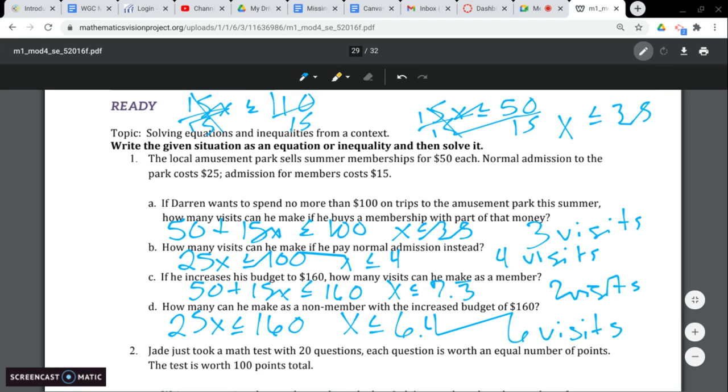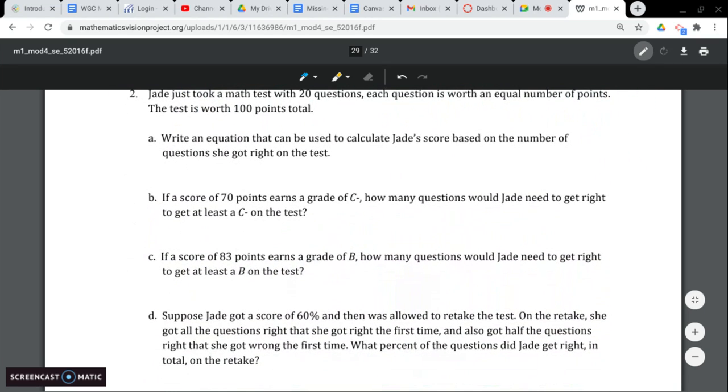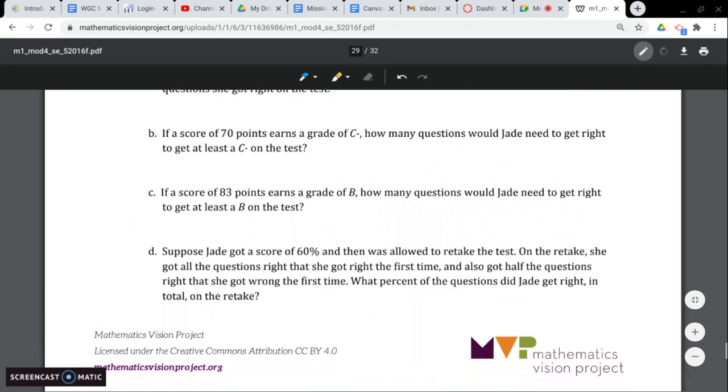All right, number 2 is the same idea. You're writing equations based on the situation, solving them, and figuring out the number of questions.